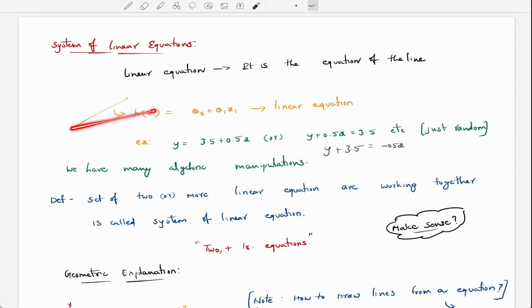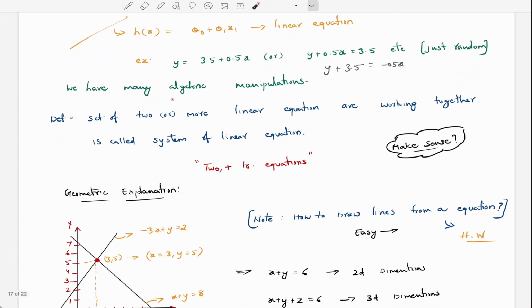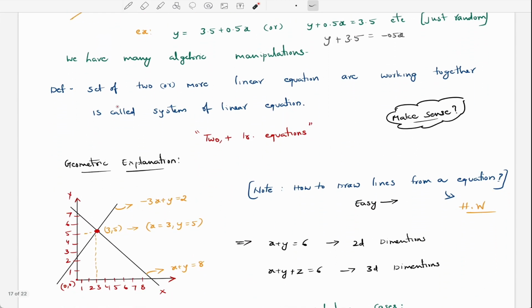So what is a linear equation? It's just an equation of a line. You may be hearing the word equation, but don't worry, I will explain it as clearly as I can. The two or more linear equations are working together to give an output, and that process is called a system of linear equations. I hope you're getting it.